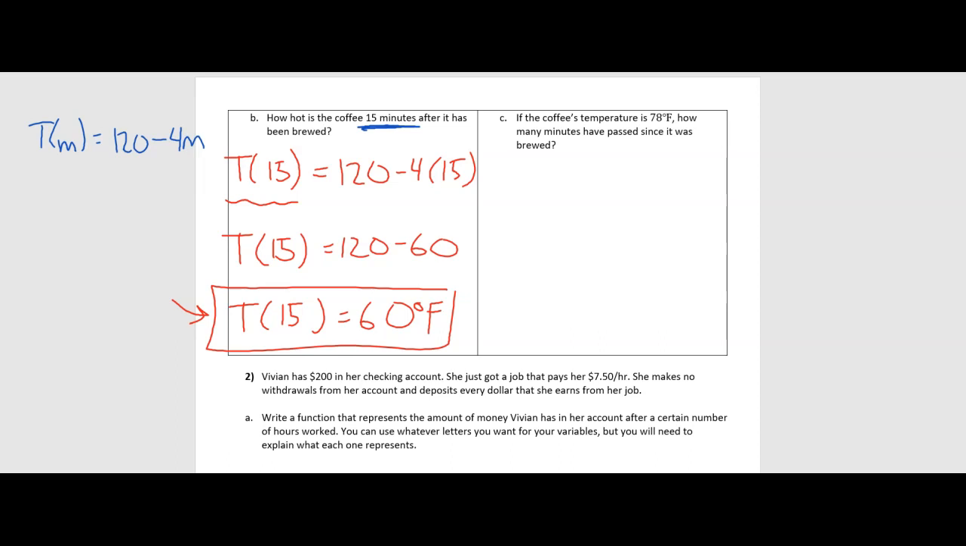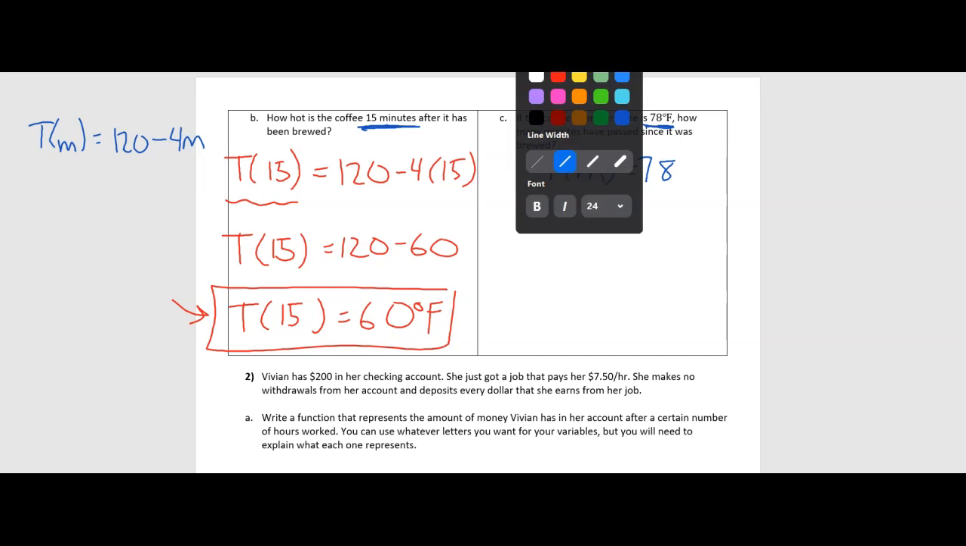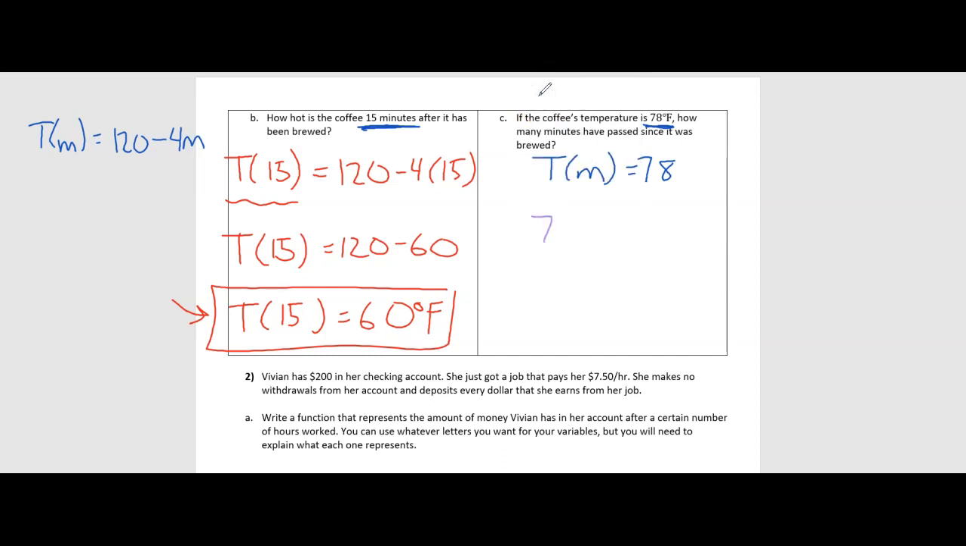Well, this time they're giving us a T value. They're telling us what our output is, because they're giving us a temperature. So we're not going to replace the M with 78. They're telling us that T of M is equal to 78, and we need to figure out what M value gives us a T value of 78. So we replace the T of M with 78, and we keep the rest of the function the same. Now I'm going to solve for M.